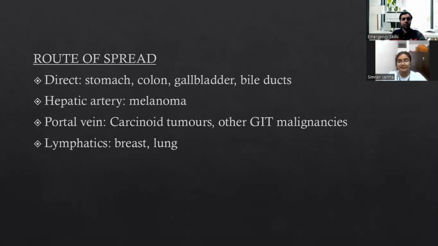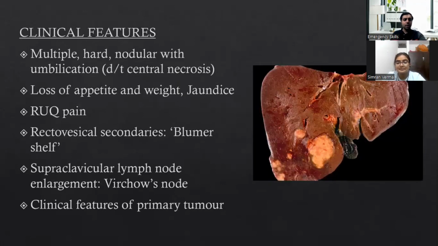Route of spread. What are the routes? We have the portal vein, lymphatics, hepatic artery, and direct spread. Direct from the stomach, colon, or gallbladder, which are the neighboring structures of the liver, and also via the bile duct. From the hepatic artery, melanoma can spread to the liver. Then from the portal vein, carcinoid tumors and other GIT malignancy, and via lymphatics, as in breast and lung.